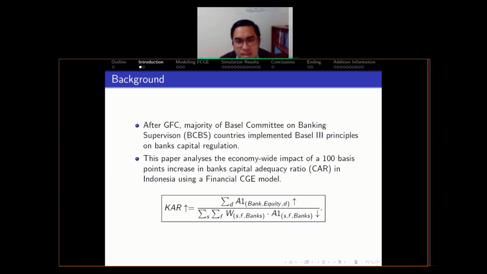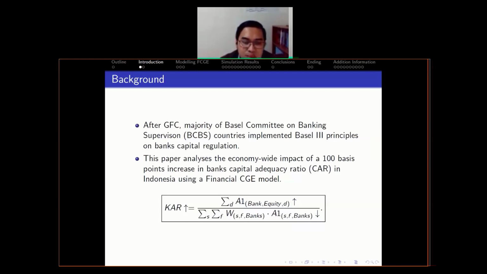So this research analyzes the economy-wide impact of a 100 basis point increase in the capital adequacy ratio. What I mean by 100 basis point is increasing, for example, the capital adequacy ratio by 1%, from 10% to 11%. That's it. And analyzing the impact using the financial CGE.